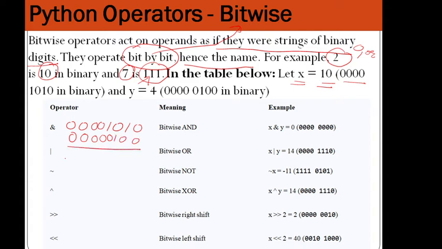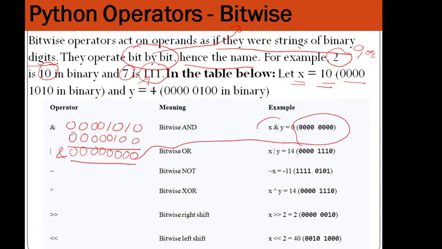If you apply AND, both should be 1 to get 1. So this will be 0 0 0, again 0. Now one is true, another is false, so the answer will be false. Then 0 1, again false, again false, again false. So this is your answer corresponding to AND. You can see over here, when you have done this operation, the answer comes out to be 0.